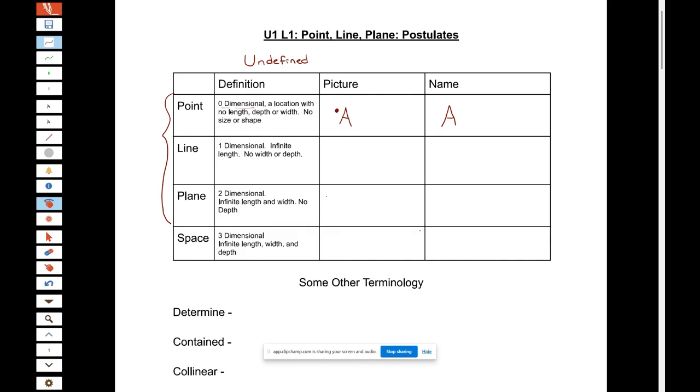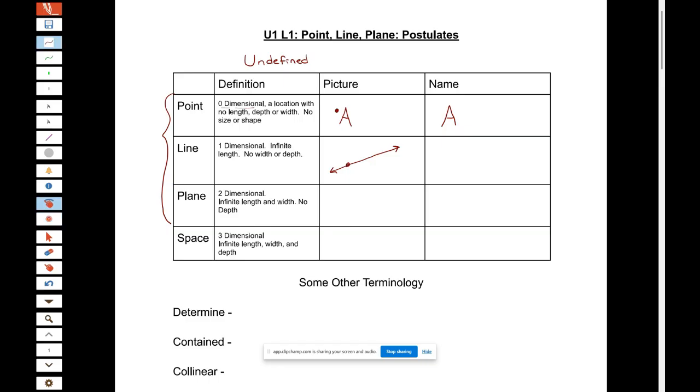A line is one-dimensional. It is infinite length. It goes to the right, left, forever, on and on and on. It has no width or depth. It technically doesn't exist because this line that I just drew has to have a width indicated by the writing instrument, or I could not draw it in our three-dimensional spatial universe.